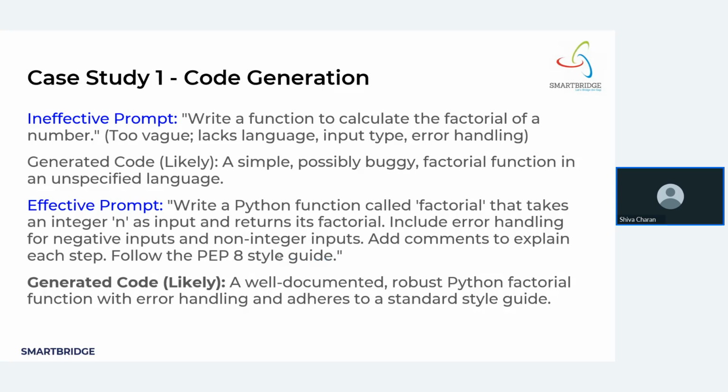So it is very clear, concise, and the background is also provided, and the reference is also provided to follow the style guide. So now you will be getting a well-documented factorial function. This is one of the effective and ineffective prompt case studies related to code generation. Go through this once. Refer to this once, guys.